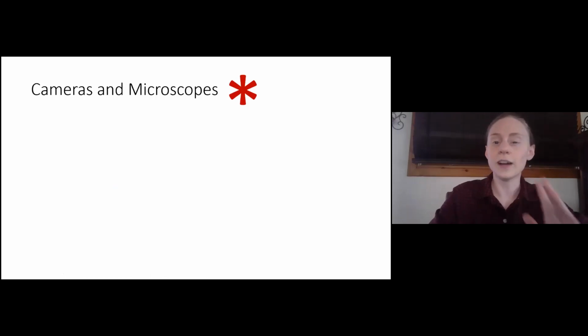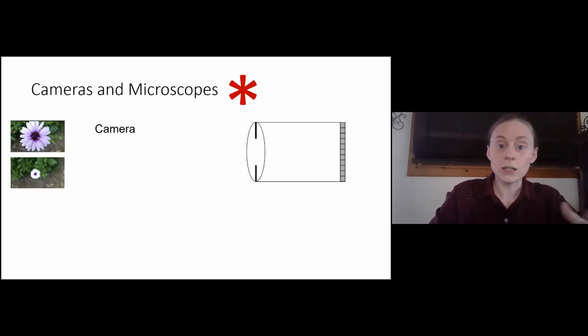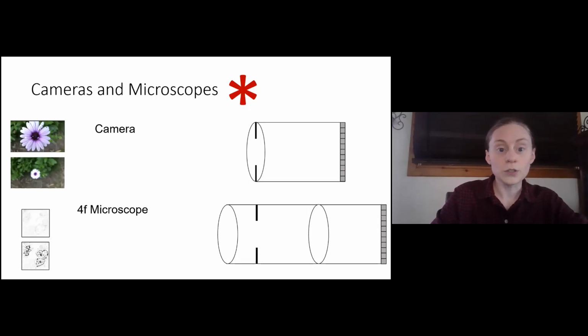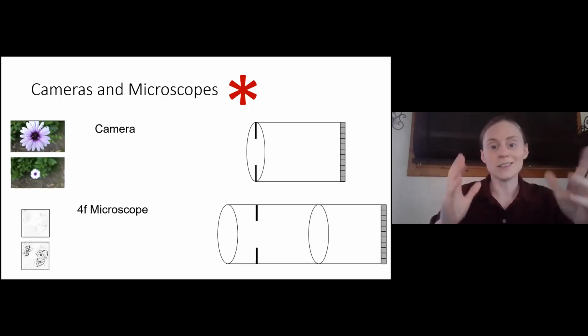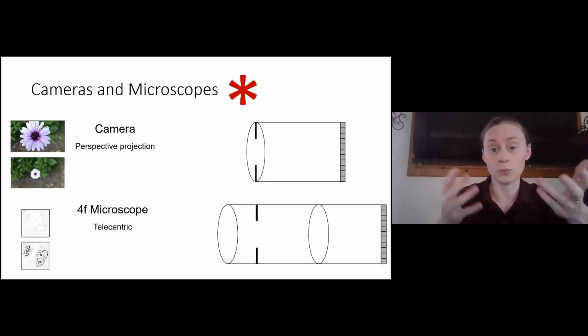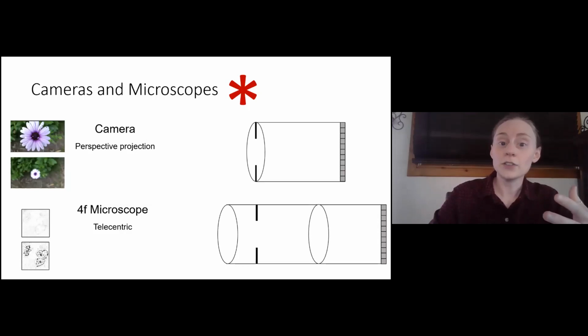You could find exceptions to everything I'll say here, but these are very typical assumptions for the two problems. For our simple camera, consider a single lens imaging system. And for the microscope, we'll assume a 4F system with just ideal thin lenses in each. Right away, we see that the camera has a perspective projection, so the apparent size of an object will change with its depth. But the microscope is telecentric, and this won't happen.